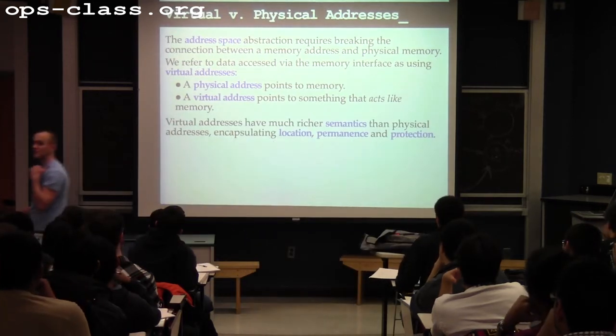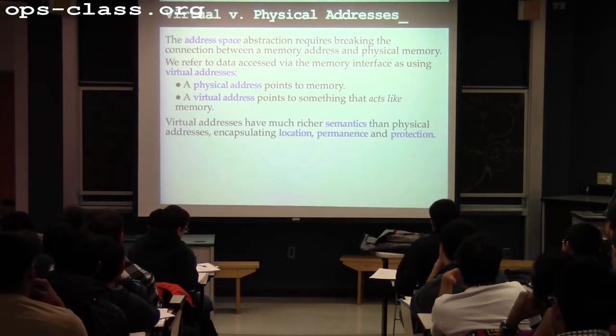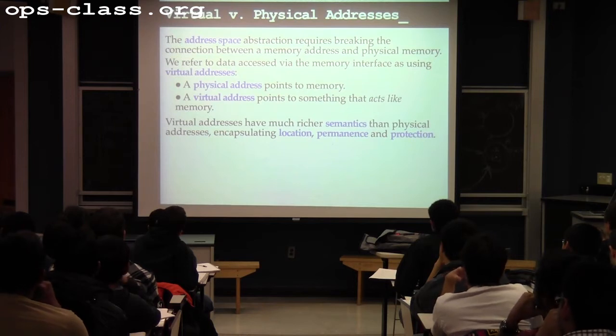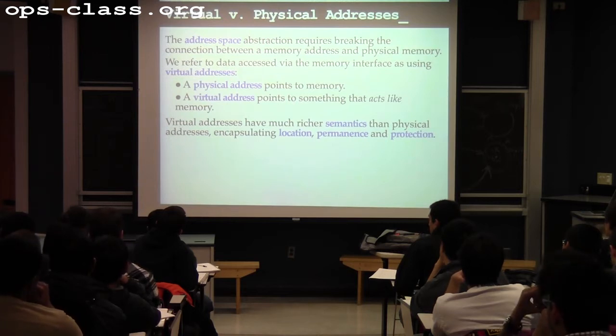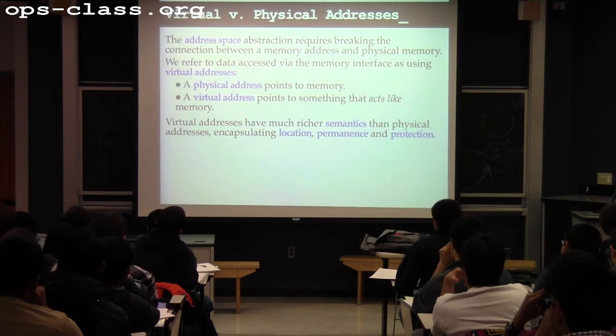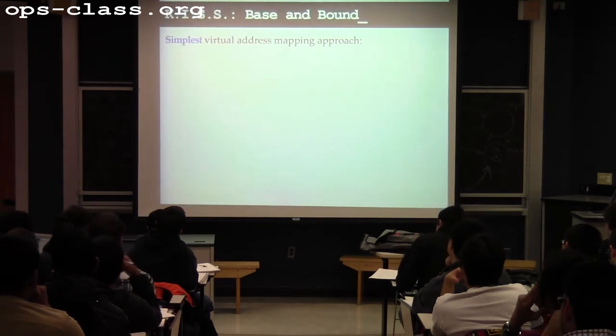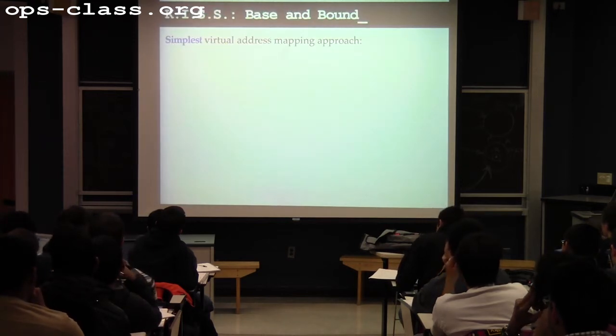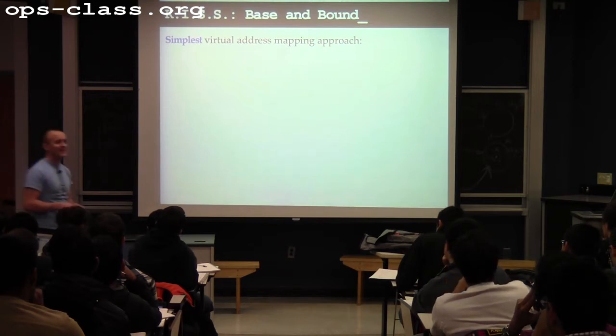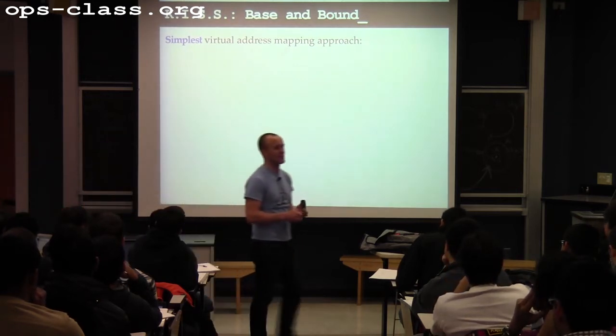And the virtual addresses have much richer semantics, right? So to some degree, what we start to talk about is how the operating system collaborates with hardware to control these semantics. Where is the virtual address? Can it be accessed at this time? And can the process that's trying to translate it access this virtual address? But this level of indirection gave us all these nice properties. All right, who can describe base and bounds addressing?